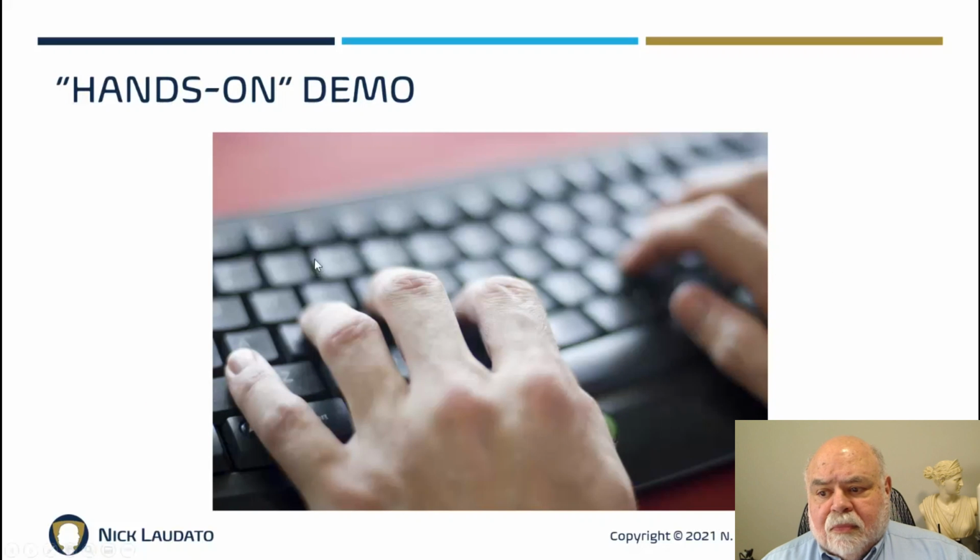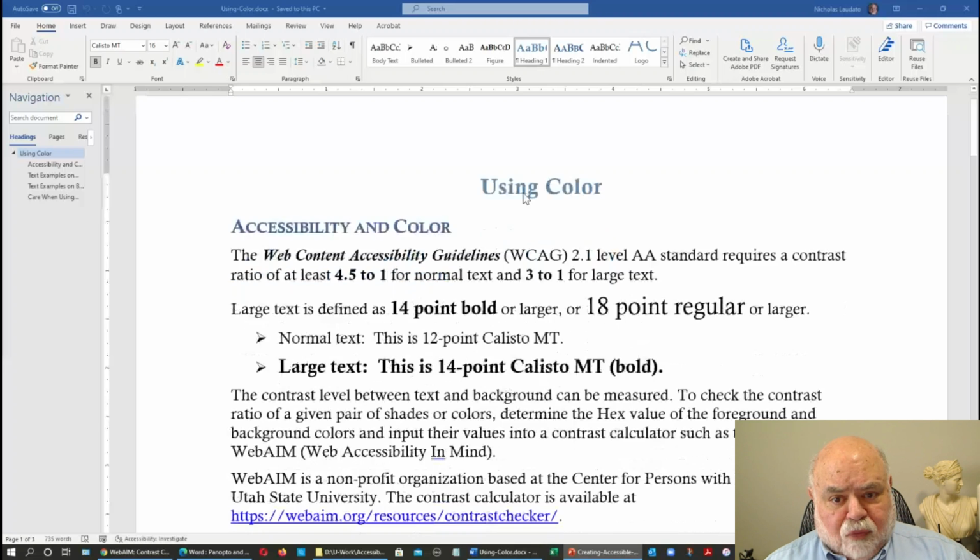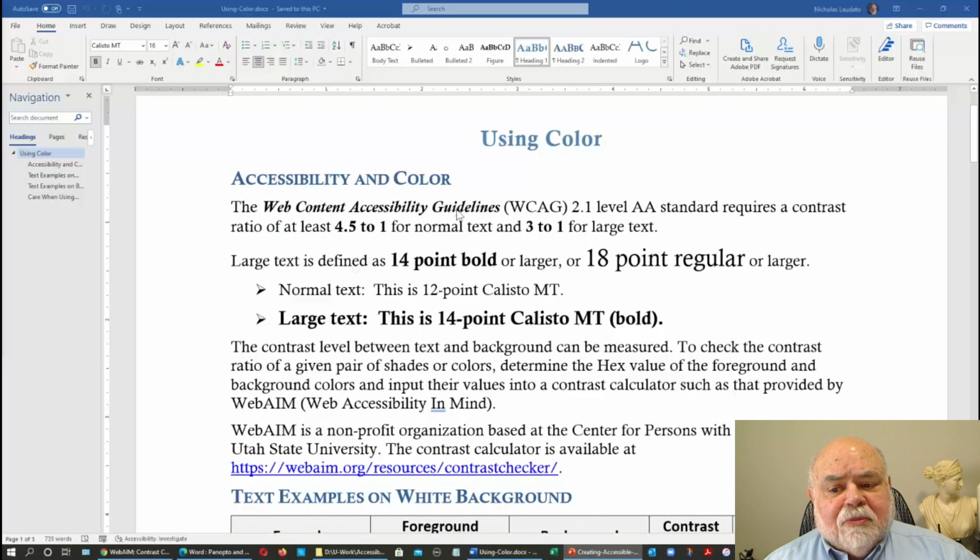Now let's get to a hands-on portion. So here we have a document, as we've looked at Word documents before, that talks a little bit about color. First, a refresher on the Web Content Accessibility, WCAG guidelines, and remember there are three levels: A, AA, and AAA. The AA are the most commonly adhered to standards. AAA is the most severe in terms of the requirements. The AA standard at the 2.1 level says that you need a contrast ratio of at least 4.5 to 1 for normal text.